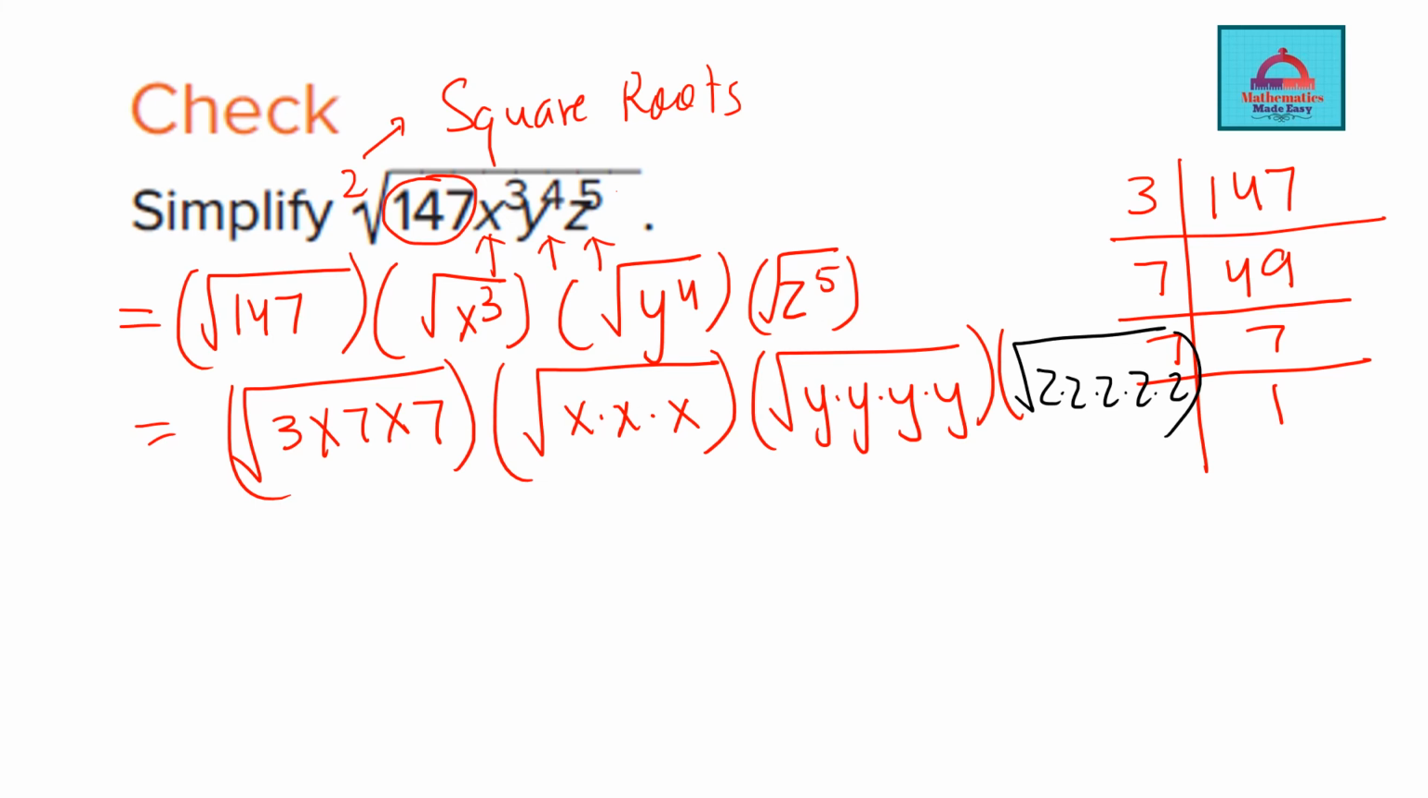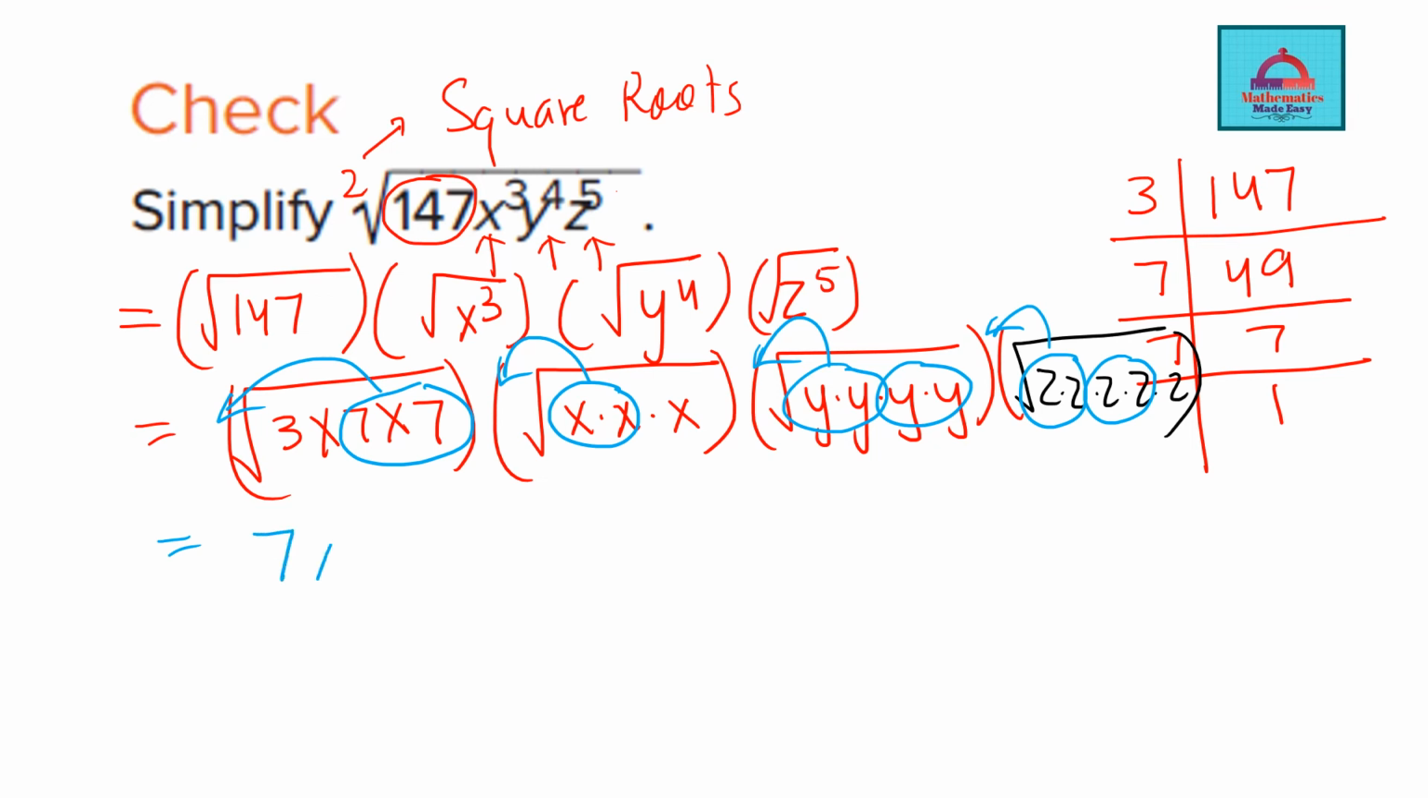Okay, now we are going to look for the pairs. Let me go blue on the color. So this is one pair, one pair, one pair. Okay, two pairs, one more pair and one more. So all these pairs we are going to take outside the radical. It comes out, jumps out of the radical. So what are you getting outside the radical? A 7 and x, two y's and two z's.